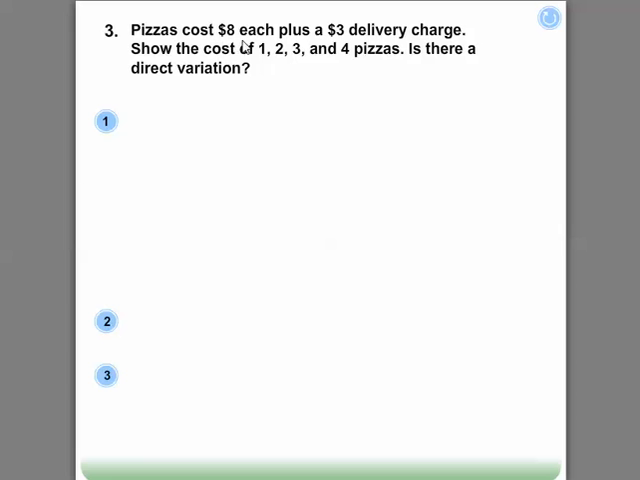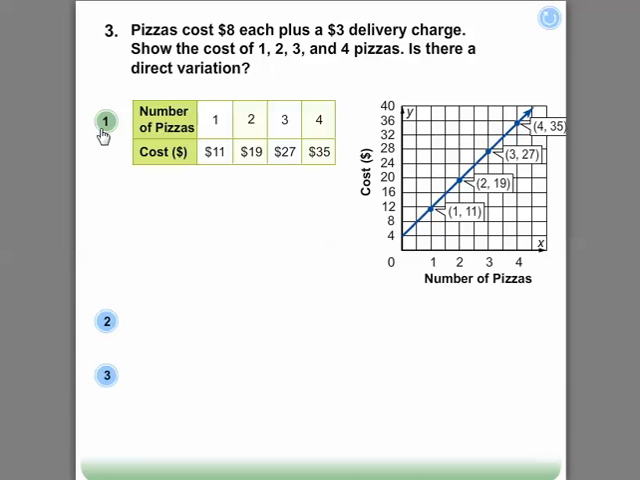Pizzas cost $8 each plus a $3 delivery charge. Show the cost of 1, 2, 3, and 4 pizzas. Is there a direct variation? So we make a table and a graph, and we get, the top is the number of pizzas, and these are our x values. The bottom is cost, and these are our y values. So we plot them on this graph. So we put the number of pizzas over the cost because we have x over y.